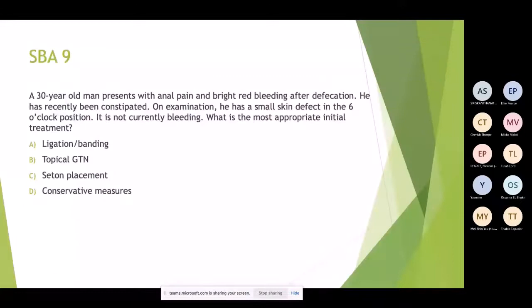Okay, so number 9. This man is 30 and he presents with anal pain and bright red bleeding after opening his bowels. He's recently been constipated. On examination, he has a small skin defect in the 6 o'clock position, which is not currently bleeding. What's the most appropriate initial treatment for him?